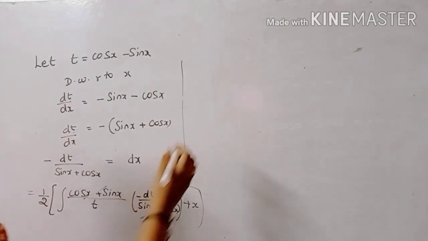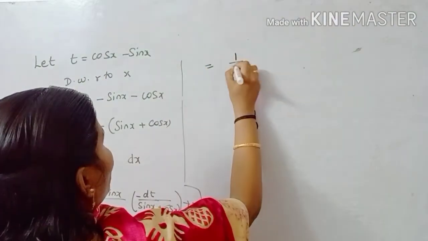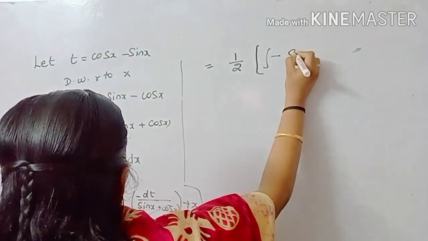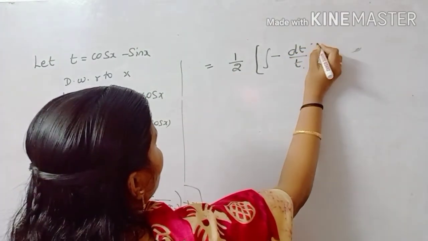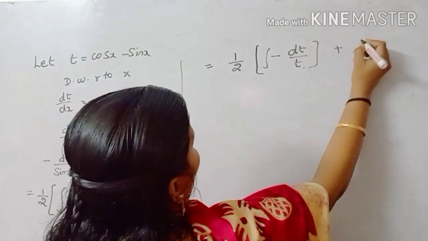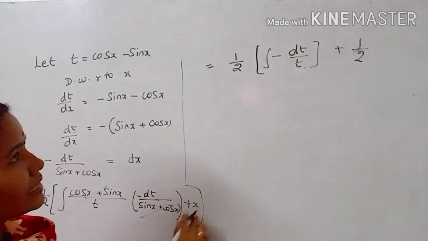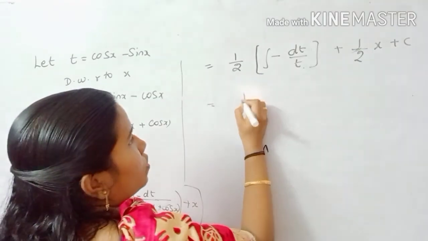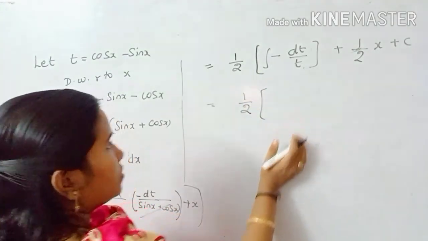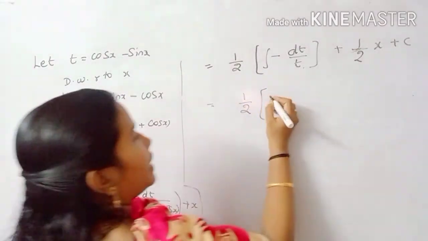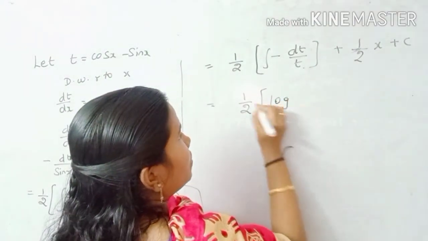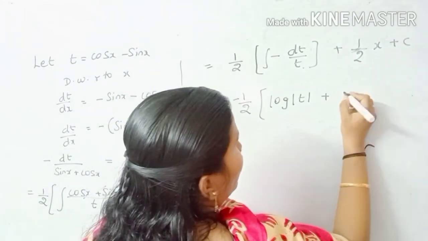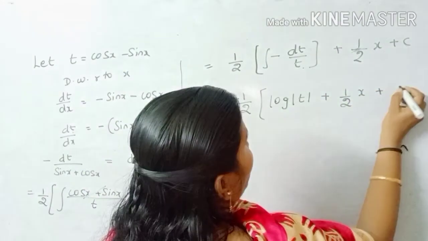Okay, next 1 by 2 integral minus dt divided by t plus 1 by 2 x plus c. So this is equal to, 1 by 2 is a constant. Okay, so 1 by 2, let us integrate it. It is nothing but minus half log mod t plus 1 by 2 x plus c.